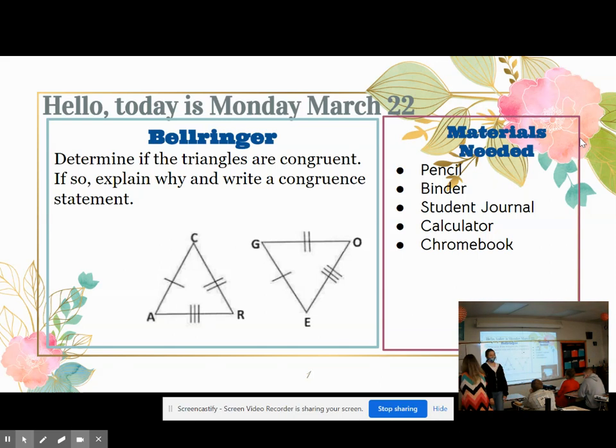Just to be sure that she got them in the correct order, I'm going to look at what path she took. She put CAR. So this side was first and this side was second. So the one side and then the three side. So over here we should do the one side and then the three side. So if we did that, it should actually be GEO. So you need to make sure that in your congruent statement, C and G match up, A and E match up, and R and O match up.